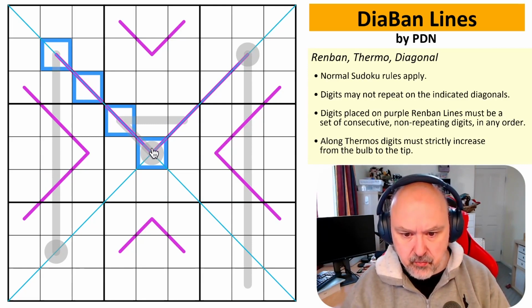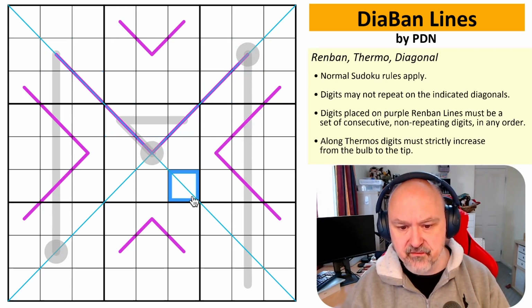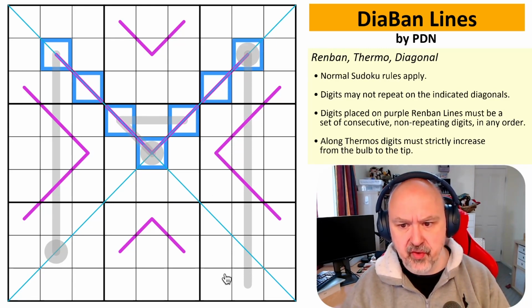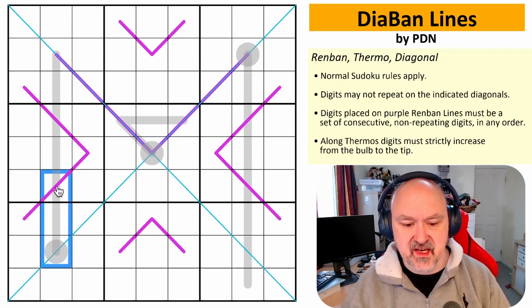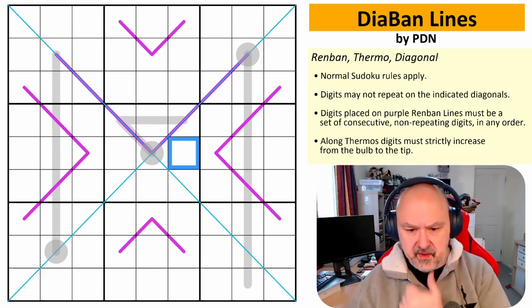There is a Renban line in here. I've tried to make this so that things are a bit more visible. The default constraints were very hard to see, but there is a Renban line that fills those cells. Then we've got thermos, where digits must strictly increase along the thermo from the bulb to the tip. So this will be higher than this, higher than this, higher than this, all the way. So this will be much higher than this. And there is a thermo that goes from here to here to here to here. So this is a very busy bit of the grid. So maybe that'll be important.